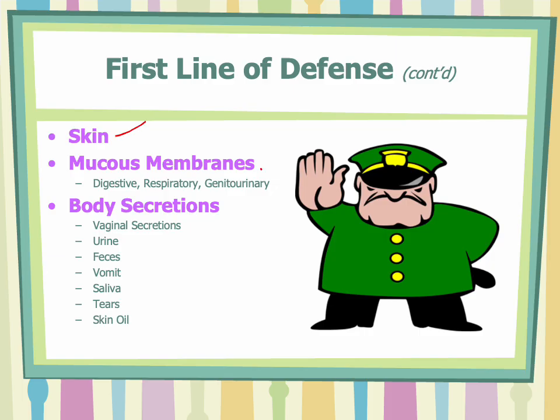Other examples of the first line of defense: we talked already about the skin, but we can think the same way about mucous membranes, respiratory, genitourinary, and digestive tract. They are a layer, they are a defense, they're a wall, right? And then secretions, vaginal secretions. They're secretions produced by the flora of the vagina that create a lower pH, and that way it doesn't let other pathogens grow. Urine, feces, vomit, saliva, tears, and skin oil. The point is not to allow anything in, and if not, it gets trapped and taken to another place where it's going to get destroyed.